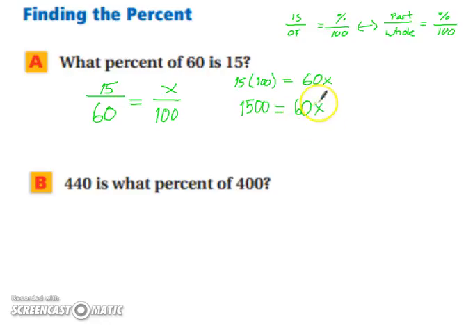And now we want to get x by itself, so we're going to divide both sides of the equation by 60, so that way we can get x all by its lonesome. So when we divide, we've done the opposite and we get rid of it. When we have 1,500 divided by 60, which is 25. So therefore it's 25%.